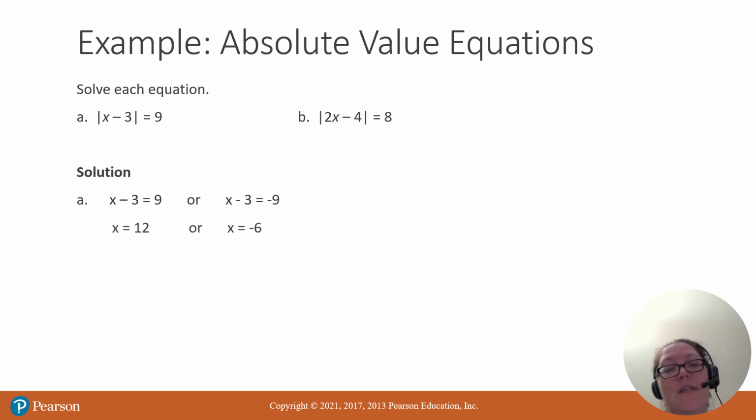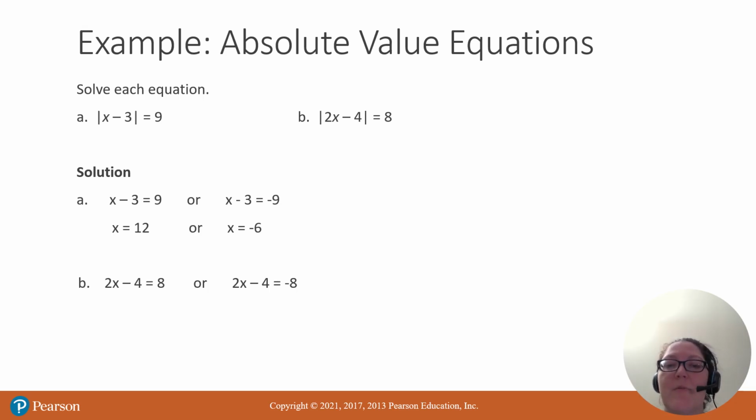So now they're linear and I can just add 3 on both sides, and we're going to get x equals 12 or x equals negative 6. And then that's it, you're done. That means with absolute values like that, if they equal a positive number, there will be guaranteed 2 answers.